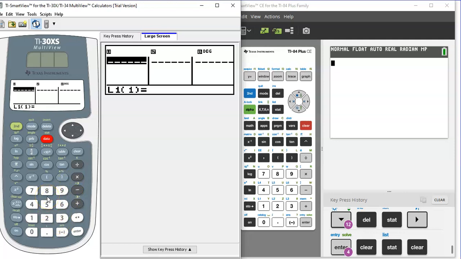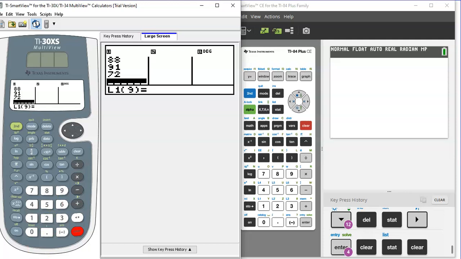I'm going to do 80 and 95, 76, 65, 80, 88, 91, and 72. Okay, enter. Okay, there's our data there.